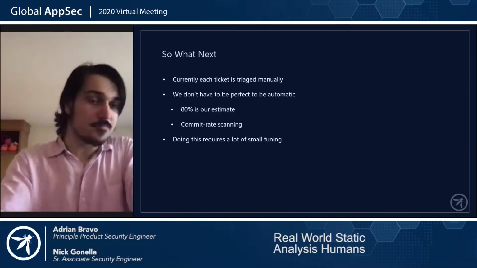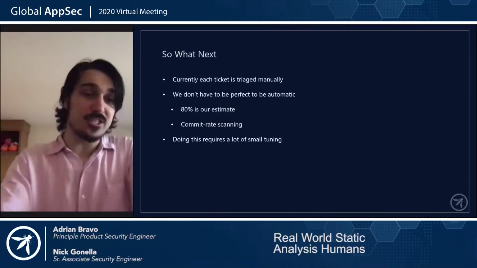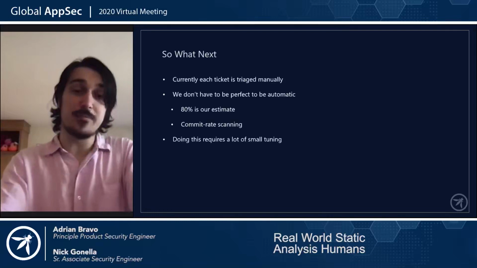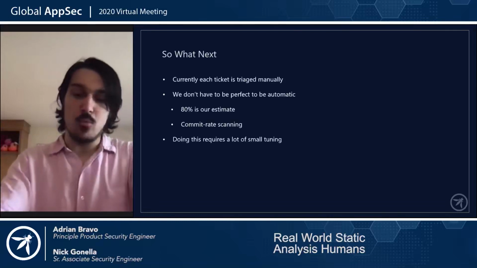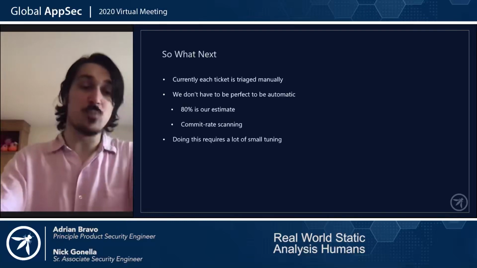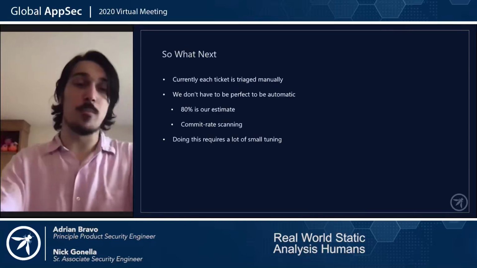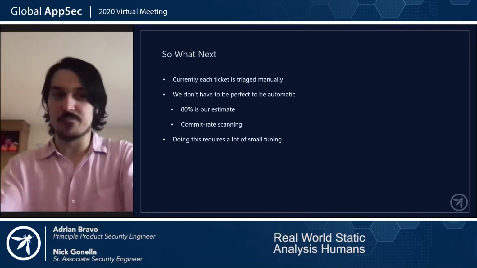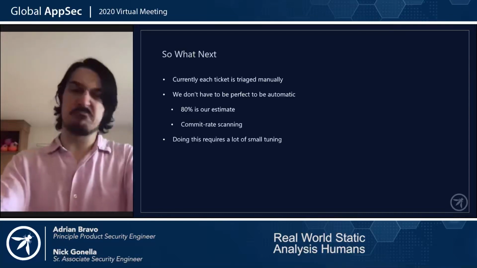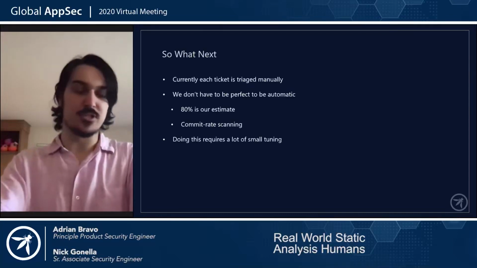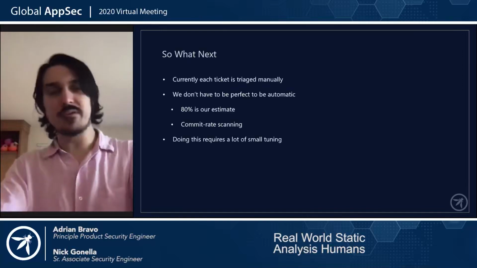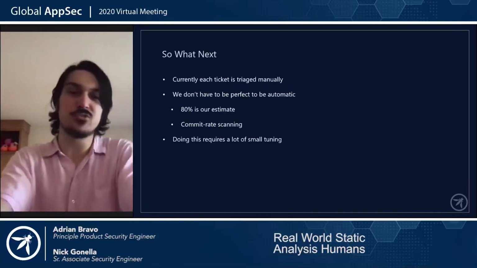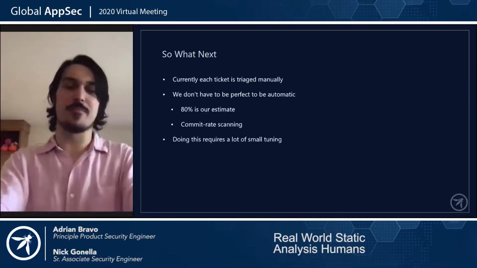So what next? We currently have each ticket being triaged manually by one of our engineers, which is an unfortunate situation, but it's what we have to do to get this to a point where it can be automatic. Remember, we don't have to be perfect here. Our estimate is 80%, as Adrian mentioned, and that's about saying, okay, if we send 5 issues to a developer, maybe one of them is a false positive.